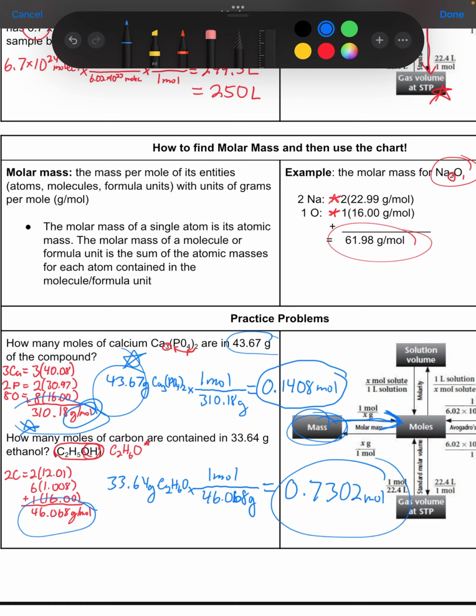My answer once again makes sense because my given number was less than 1 mole of that substance, so it makes sense that my answer is less than 1 mole. I will continue on with these notes in a separate video, but hopefully that wasn't too hard for you. Please ask me if you have questions.